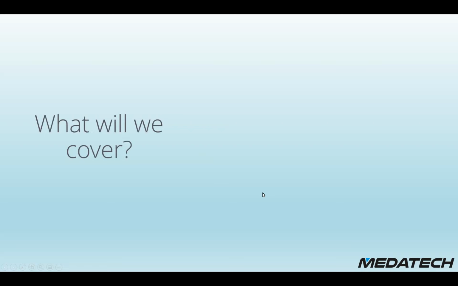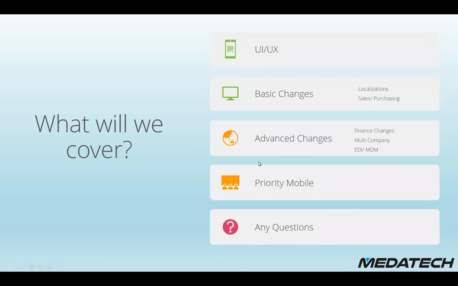What will we cover today? Today we'll be looking at the user interface and user experience improvements, Priority Mobile, localizations in the UK, multi-company accounting, basic system changes, and more advanced system changes as well.